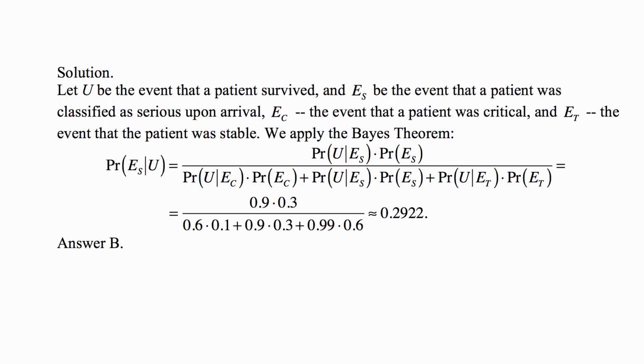So we have probability of U given E sub S. It's actually given as 1 minus 0.1, but it's 0.9. Probability of E sub S is 0.3. Probability of U given E sub C is 1 minus 0.4 or 0.6. Probability of E sub C is 0.1. Probability of U given E sub S times probability of E sub S is the same as the numerator. And then probability of U given E sub T is 1 minus 1% or 0.99. And probability of E sub T is 0.6. And then we just do the calculation. We get 0.2922, which is answer B.